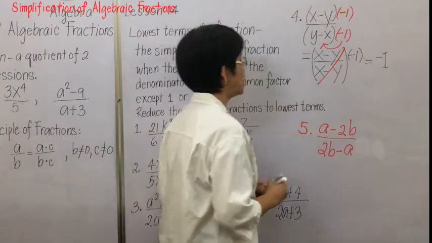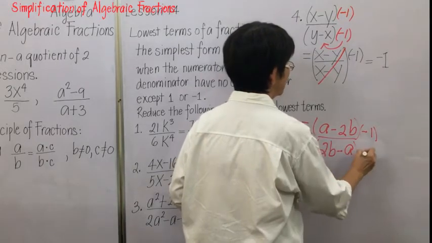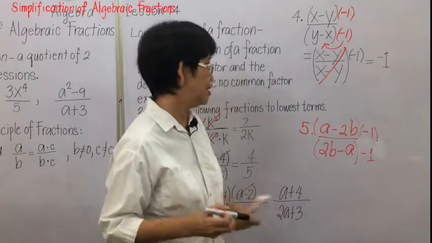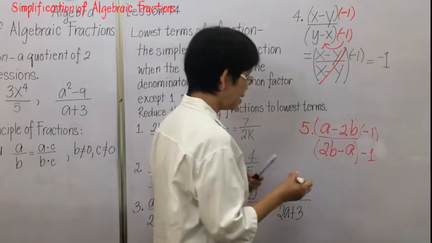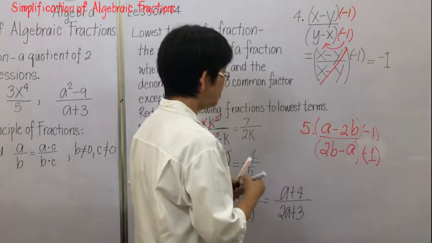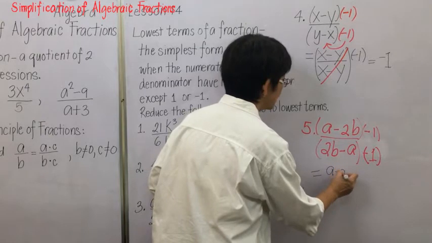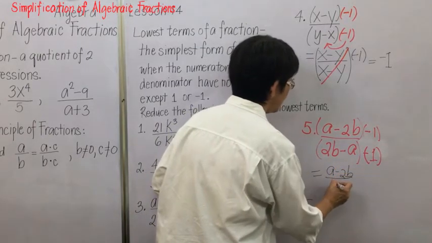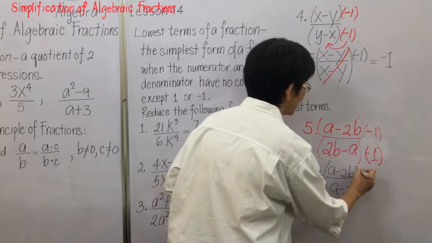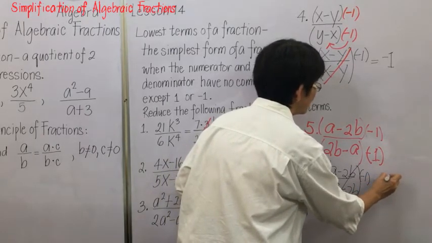So we simply multiply by -1, then change the sign of the denominator because we will multiply -1 inside. So the answer will be a minus 2b over a minus 2b, and we have -1 outside. And this cancels, and you have -1.